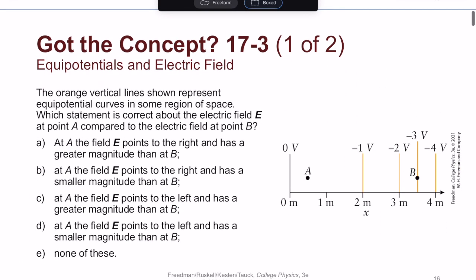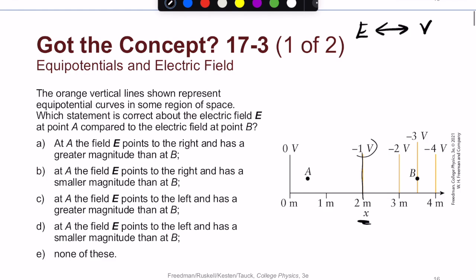So this is going to tie our understanding of the relationship between E and potential. In this graph, the orange vertical lines represent values of the potential along an x-axis. All right, so here at 2 meters we have -1 volts, and at 3 meters we have -2 volts. So it looks like the potential is decreasing to the right.